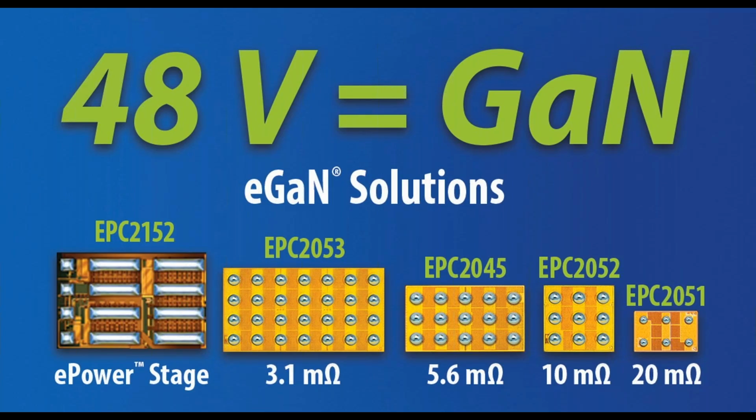EPC offers a full family of 100-volt eGaN FETs for 48-volt conversion with ultra-small size and RDS(on) ranging from 20 milliohms down to 3.1 milliohms. EPC also offers an integrated power stage including drivers, level shifters, bootstrap, and half-bridge FETs. This device simplifies design and reduces size. In all topologies with 48 volts input, the highest efficiency comes with using eGaN devices.